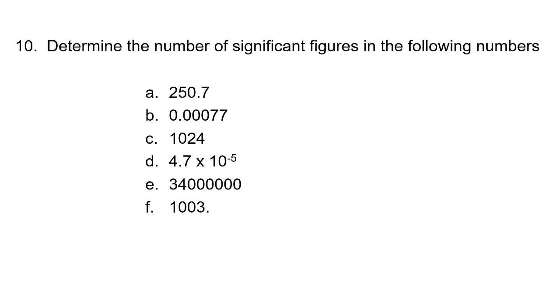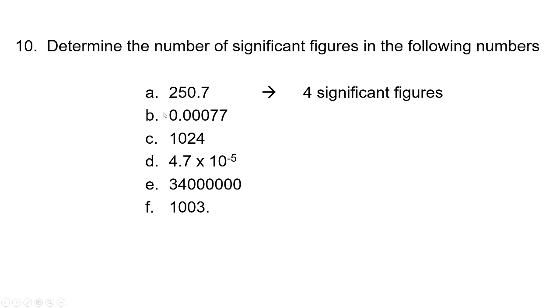Number 10, determine the number of significant figures in the following numbers. We have to recognize our zeros are significant or not. So for letter A, the 2, the 5, and the 7 will all be significant. Because this 0 is sandwiched between a 5 and a 7, that is also going to be significant. So I have 4 significant figures there.